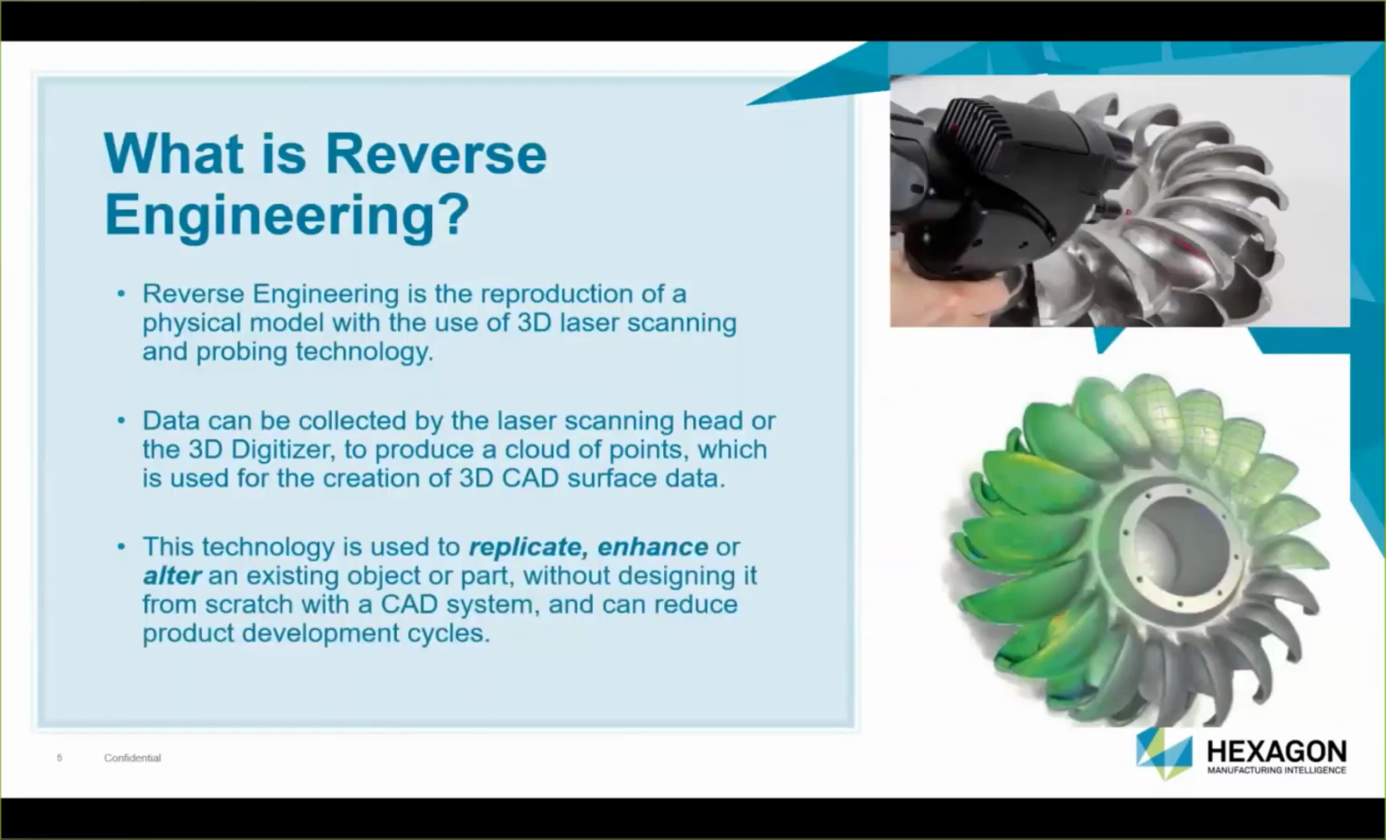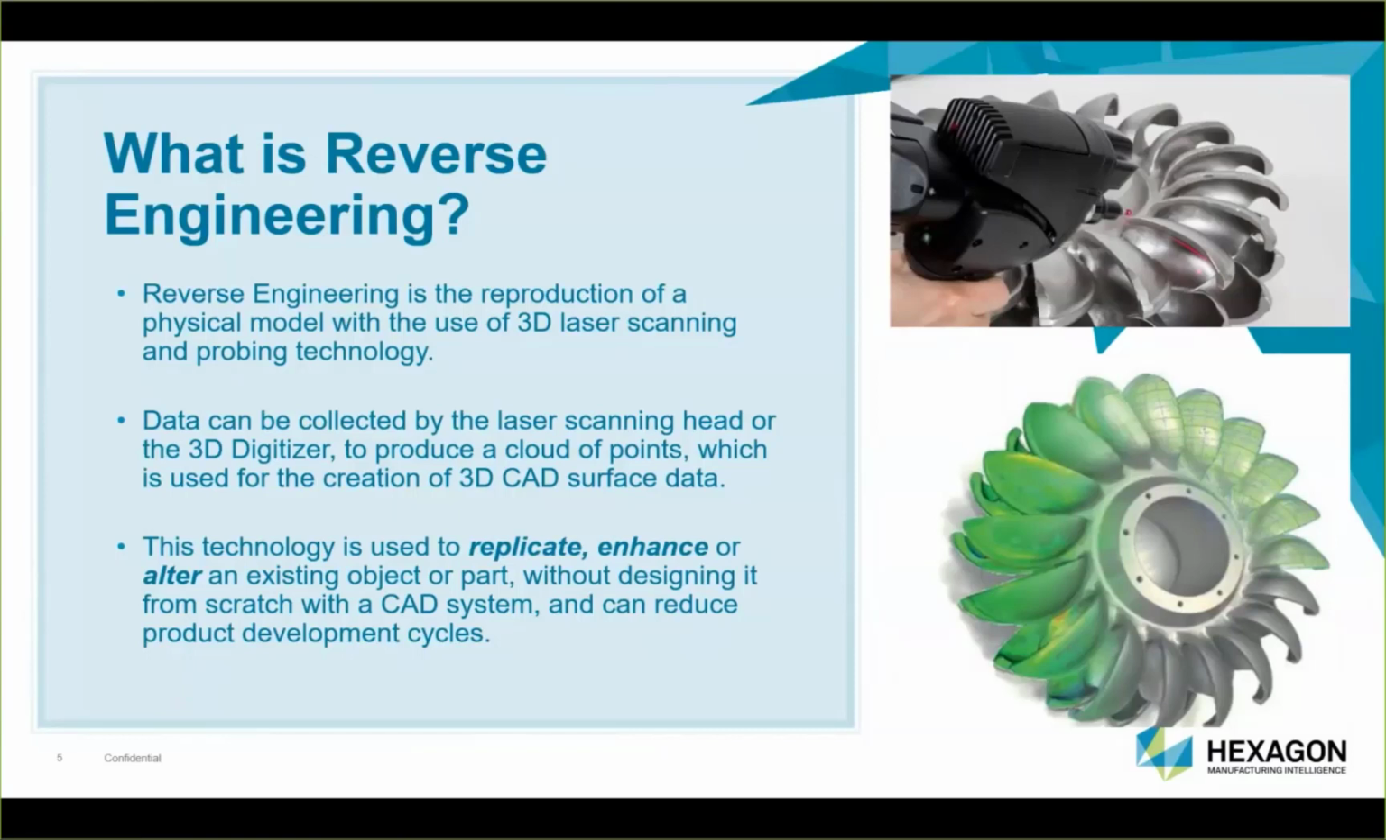So what is reverse engineering? We throw that term around, and what does it actually mean? Reverse engineering is the recreation of a physical model into a 3D CAD model. You can create it by either laser scanning your 3D part, or probing geometric features, or you could do it the old-fashioned way and use a caliper and just measure it, for example, and then redesign it in the CAD model.